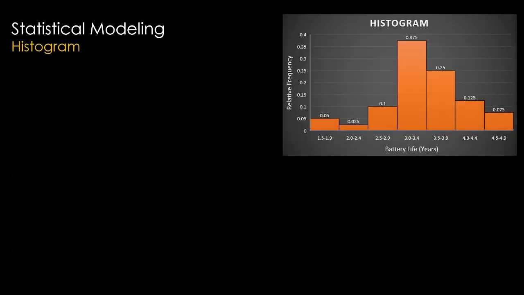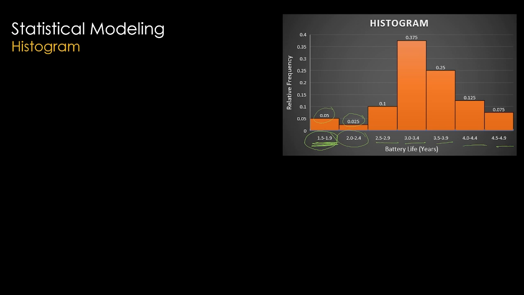Here it is. If we try to make a histogram, we just need our interval and our relative frequency. Okay, right? Earlier, we determined that for this range, we have a relative frequency of 0.05. For this range, for 2.0 to 2.4, we have a relative frequency of 0.025. And so on and so forth. Okay, this is now your histogram. This is similar to your bar chart.